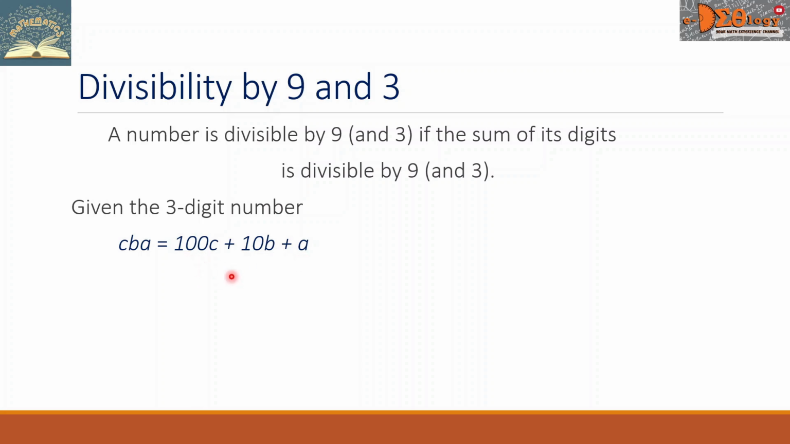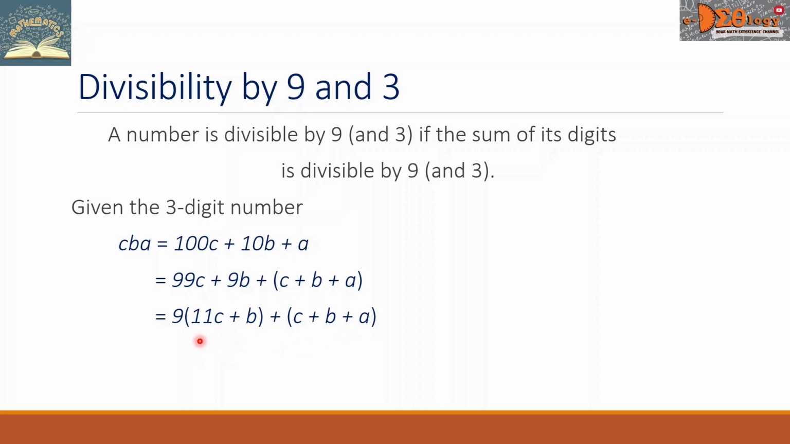Now we can rewrite this expression like this. We split the 100C into 99C plus C, while the 10B we split as 9B plus B. Then we group C plus B plus A. For the other two terms, we can group this and we factor out a common number, which is 9. So we have 9 times the group 11C plus B, plus this group C plus B plus A.